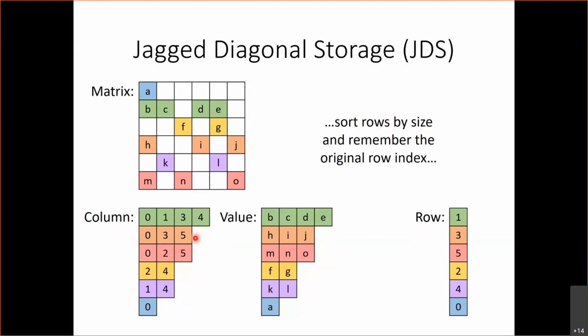And then next, sorting helped me solve the problem of control divergence. But I also want to have good memory coalescing. So what can I do to have good memory coalescing? Well, when my threads come to access the first element of their row, I want the accesses to be coalesced. So when thread 0 comes to access this non-zero element, and thread 1 comes to access this non-zero element, and thread 2 comes to access this one, etc., I want my accesses to be coalesced. So what can I do to make those accesses coalesce?